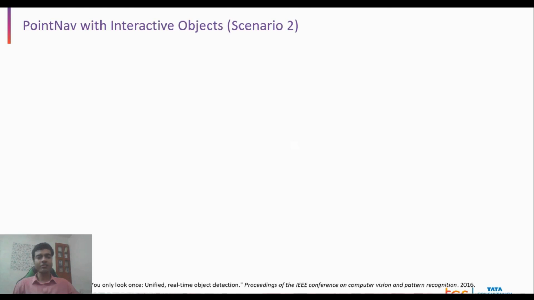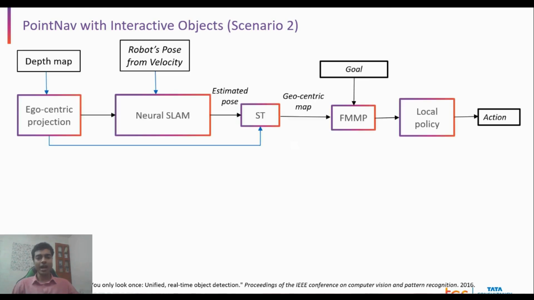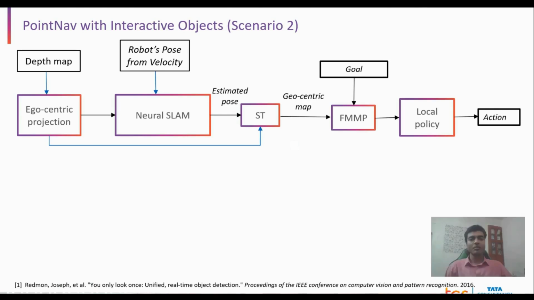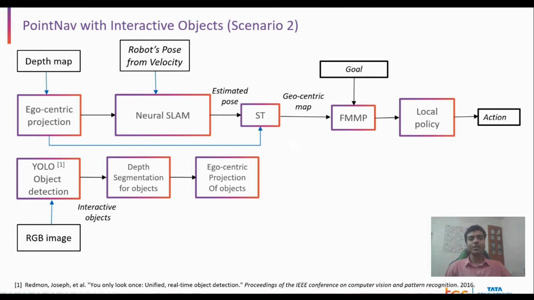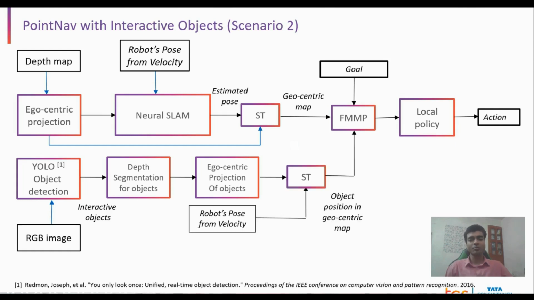So when it comes to interactive objects, we still retain the architecture of our static scenario, but we add a few elements. To detect objects, we use RGB along with YOLO object detection, whose reference is provided at the bottom, and it is then used to segment the depth. The bounding box obtained from YOLO is used to segment the depth out of these objects and project them into egocentric projections. Again, like previous examples, we use the egocentric projections and the robot's position to make it into a geocentric projection of the object.